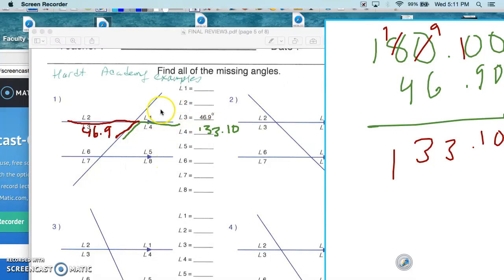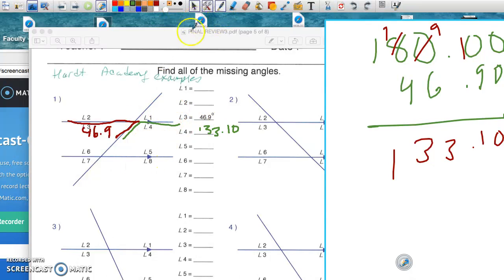Okay, so this is part 2. Anyway, like I was saying, angle 4 is going to be 133.10. Okay, so here's what I was explaining in class, right? The other angles are corresponding angles.